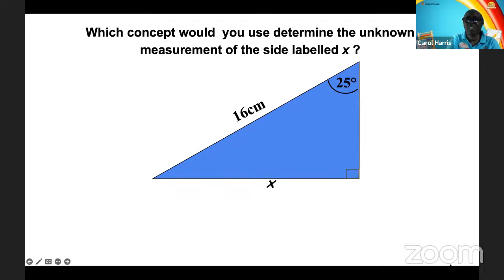Quick now, what concept would I need to do for this one? What do I know? What do I need? Type in the chat or raise your hand. What do I know? What do I need? I see a sine coming in. I see sine, sine, sine. All right. Who would like to tell me why it's sine and not cosine?